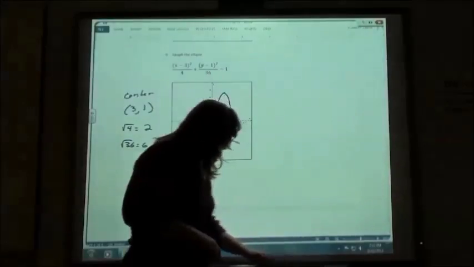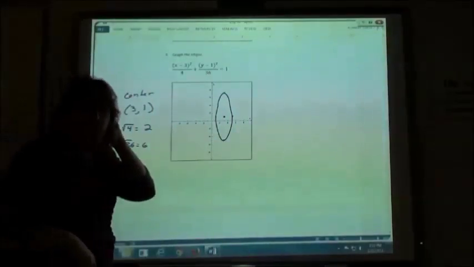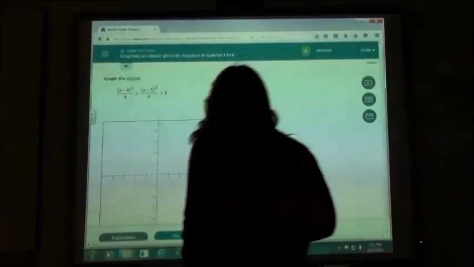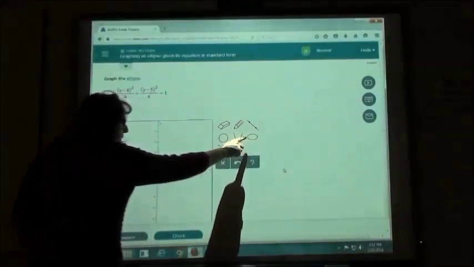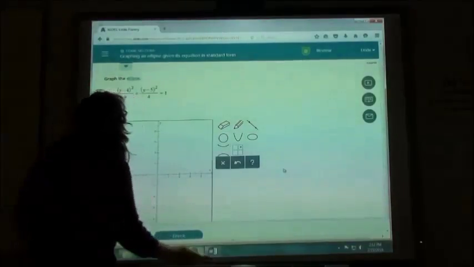I'm going to pause the video here for a minute so I can hop on Alex so I can show you the tools you're going to use when you're drawing an ellipse. So on Alex, when you're going to graph the ellipse, here's the ellipse tool here. Obviously, it's a little different than the circle tool, but it works in the same way.